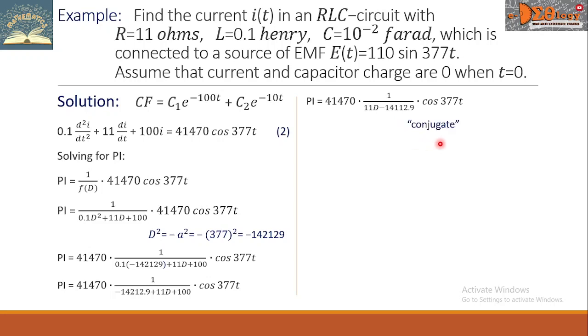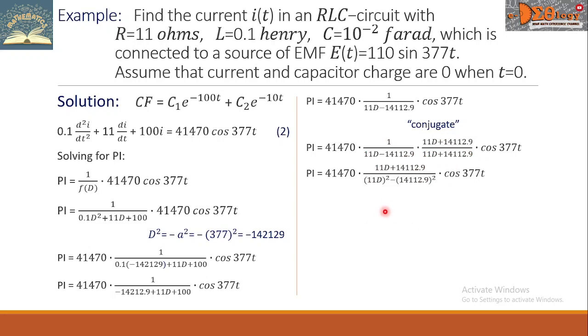Next thing to do, we're going to multiply this fraction by the conjugate of the denominator. And this is now the conjugate. We will multiply 1 by the conjugate, and then we multiply this denominator by its conjugate. We will apply the special product formula. So we have this resulting equation.